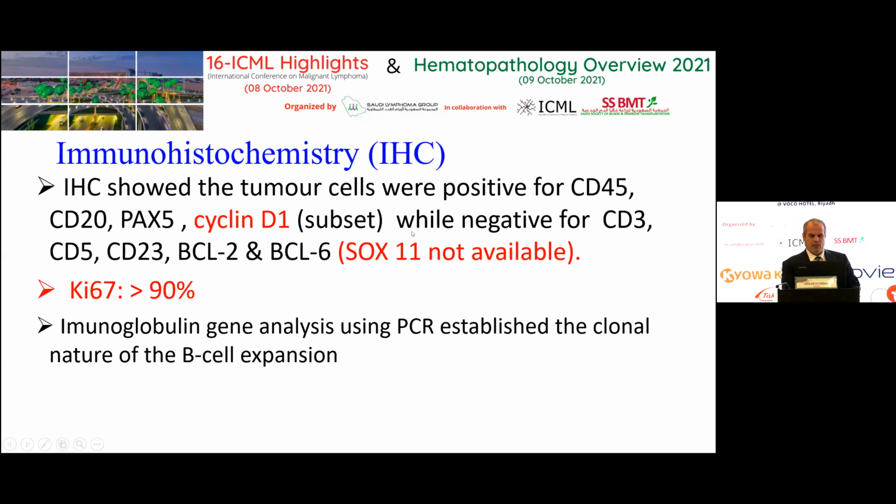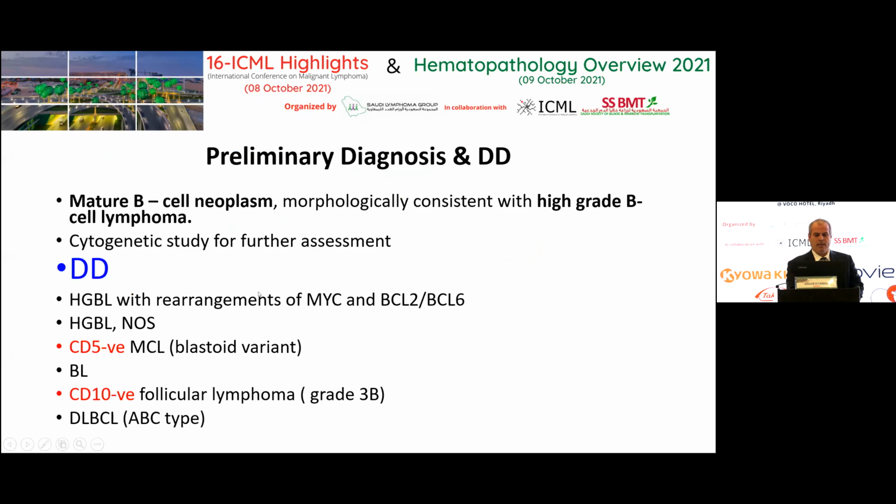Also, we did immunostains to confirm this, and we detect cyclin D1 is expressed in a subset. However, the other markers, BCL2, BCL6, CD23, are all negative. SOX11, which is one of the good markers for mantle cell lymphoma, is not available at this time. Ki-67 was more than 90%. Immunoglobulin BCR confirmed monoclonal. So what's your preliminary diagnosis in such a case?